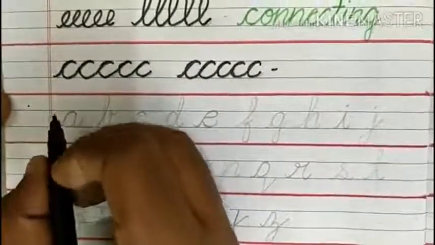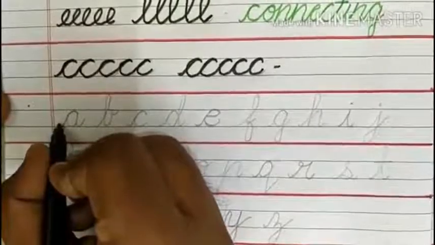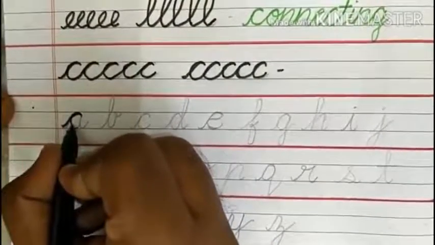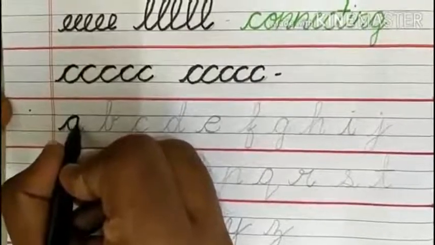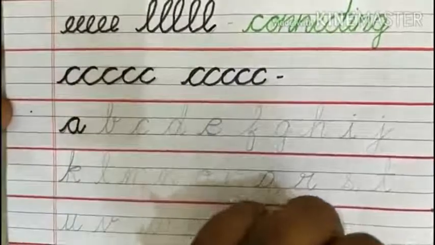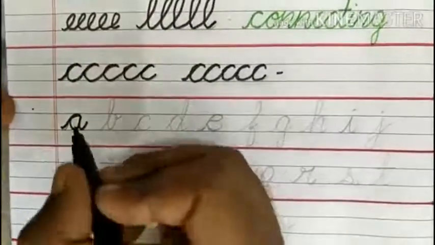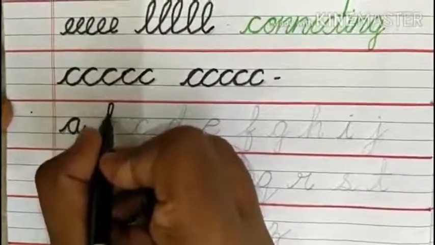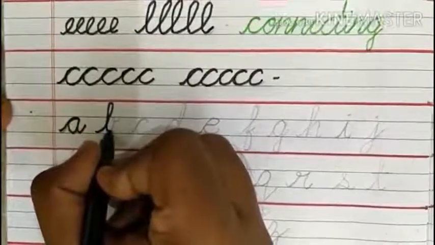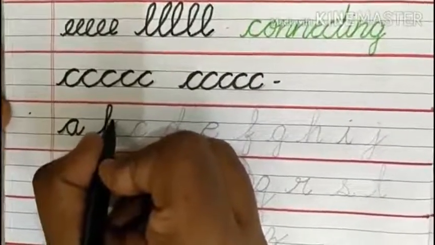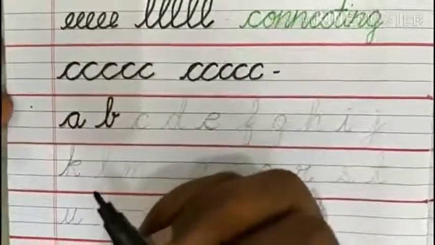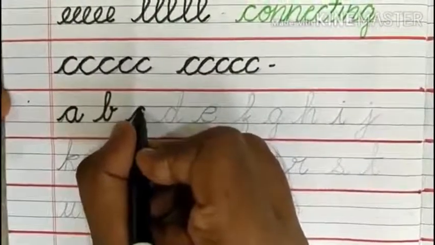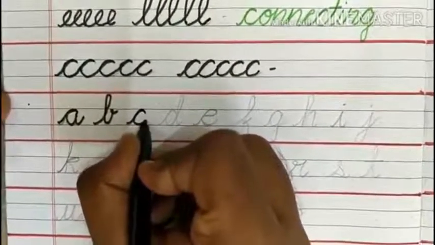A. How are we starting A? We are starting with an over curve, down curve, under curve, slant, under curve. Get that, children? For B, under curve, loop, slant, under curve, and a cross like this. C, over curve, come back again, down curve, and under curve.